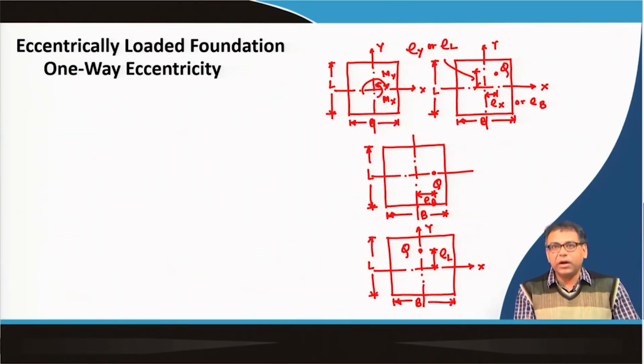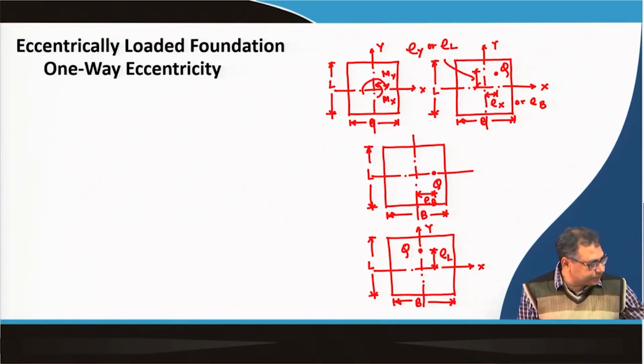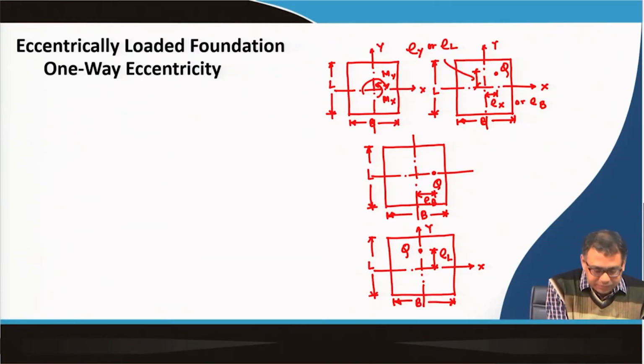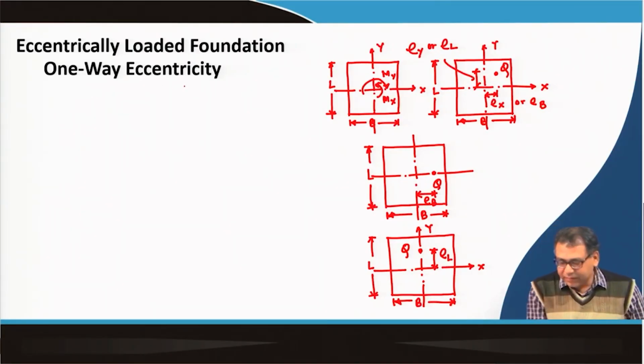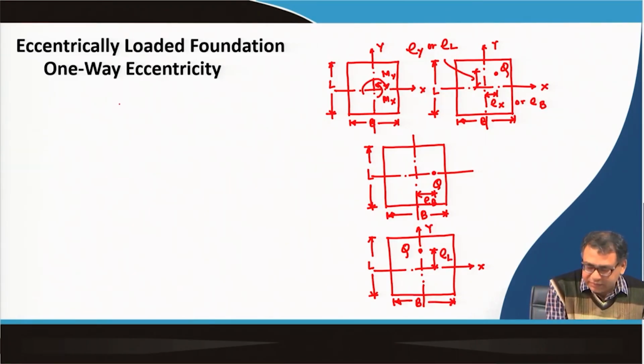So, that means in one way cases either M x is acting or M y is acting, or there is another possibility that the column itself is not at the center of the footing, it is away from the center of the footing. So, there can be either E x or E b, or there can be an E L, or there can be both. Now, we can draw the effective area. Suppose we have a one way eccentricity. In case of one way eccentricity, this is the plan.